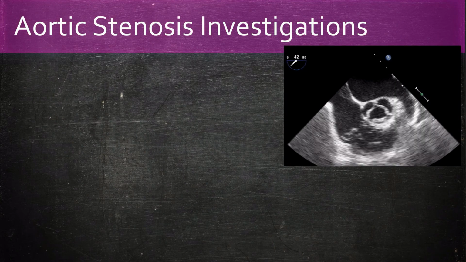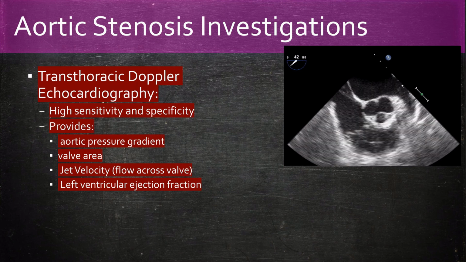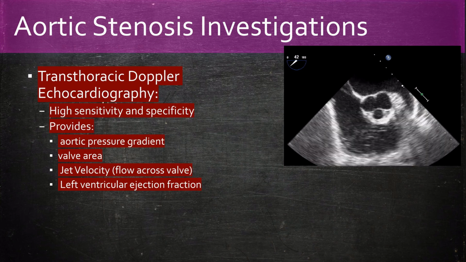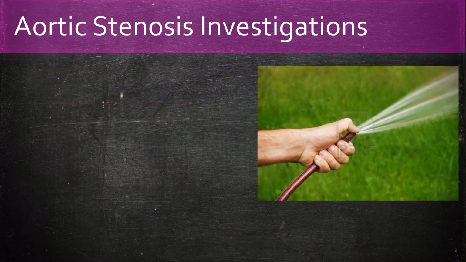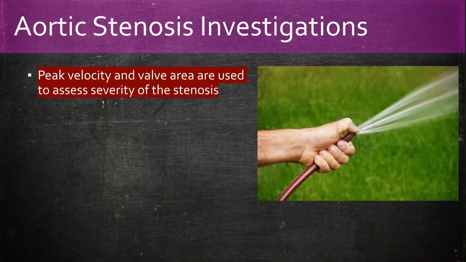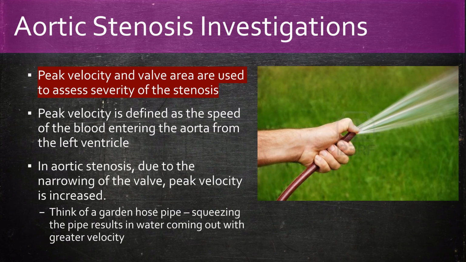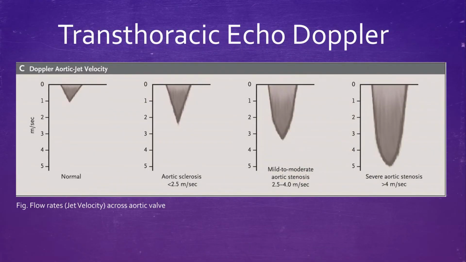So investigations in aortic stenosis: echo scan. This provides the aortic pressure gradient, valve area, jet velocity, and left ventricular ejection fraction. Peak velocity and valve area are used to assess the severity of the stenosis. Peak velocity is defined as the speed of the blood entering the aorta from the left ventricle. In aortic stenosis, due to narrowing of the valve, peak velocity is increased. Try to think of this like a garden hose pipe, where squeezing the pipe results in water coming out with greater velocity. Here are peak velocity diagrams showing severities of aortic stenosis.